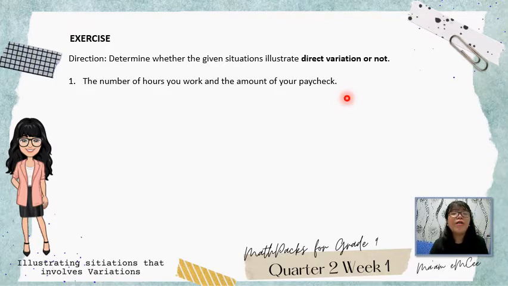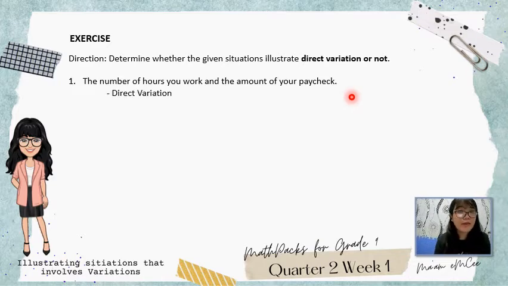As the number of hours you work increases, of course, the amount of your paycheck also increases. That is why some of us are relying on overtime duties, because the more time you spend on working, the more money you get when you receive your salary. So, of course, this is an illustration of direct variation. So for number 1, this is a direct variation.